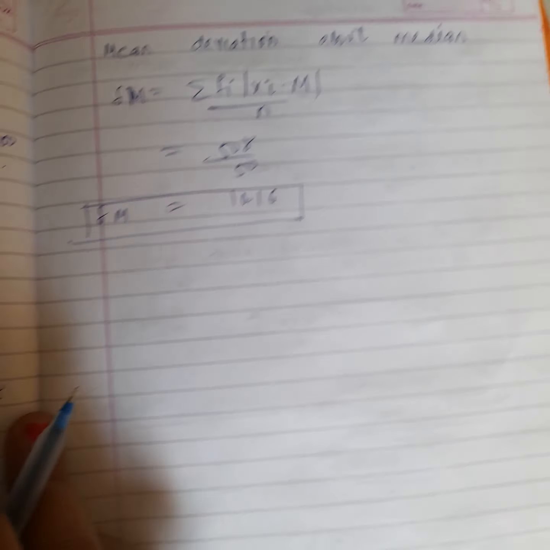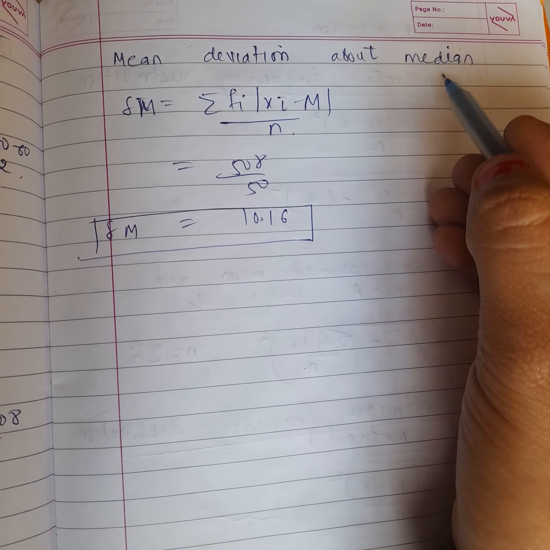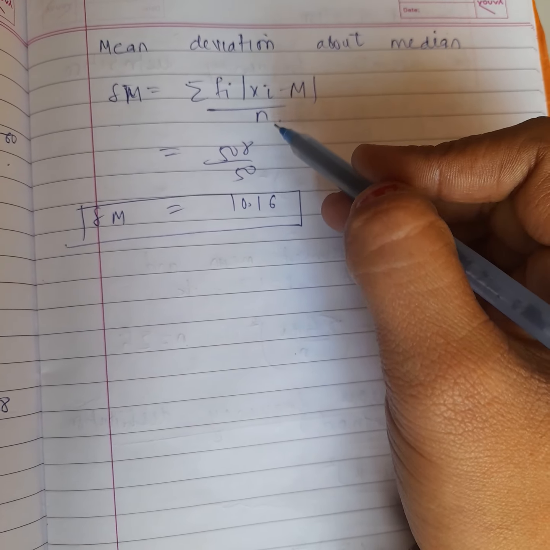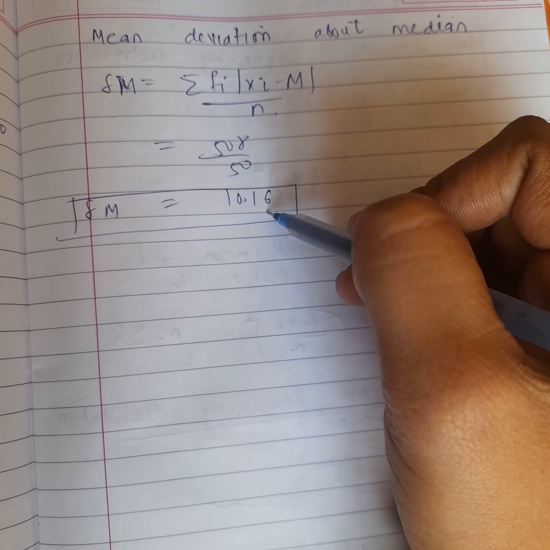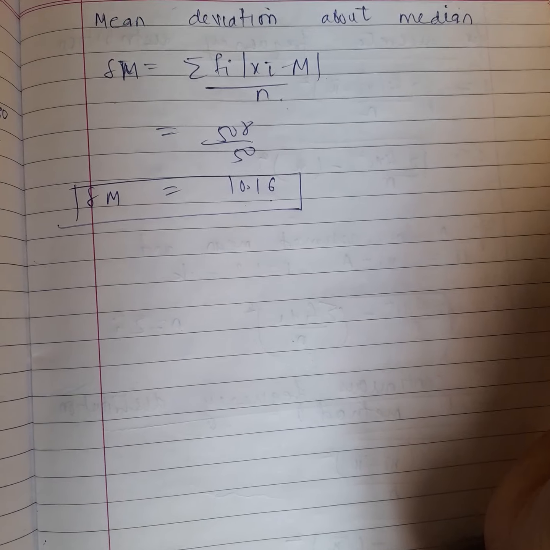Now we have a formula to calculate the mean deviation about the median. The mean deviation about the median is delta M equals the summation of fi mod of xi minus M divided by n. So 508 divided by 50 is 10.16. So the mean deviation about the median is 10.16.